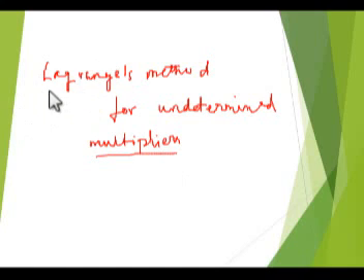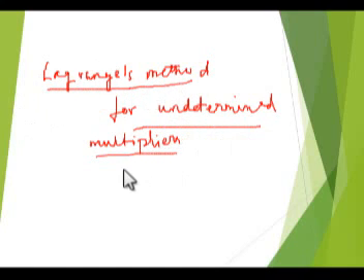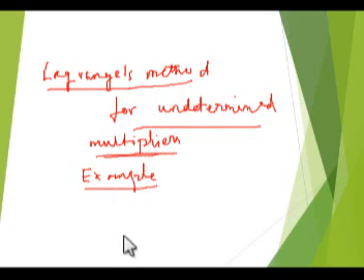Study topic: the Lagrangian method of undetermined multipliers. I have already described what the method is. Now I discuss an example of how a function of more than two variables can be solved through the Lagrange method of undetermined multipliers, and how the extremum value can be obtained.